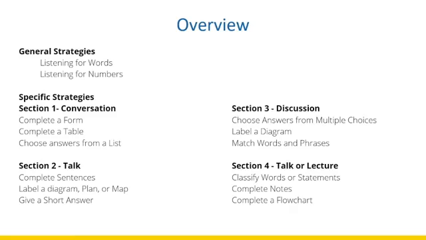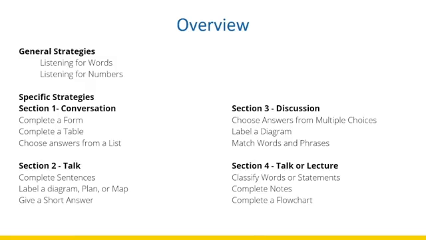And here I'm going to explain what type of task you are going to have in each section and what kind of strategies we are going to learn. For example, during our course, we are going to learn general strategies for listening for words and listening for numbers. And we'll also learn specific strategies for each section. For example, in section 1, which is about conversation, we are going to learn how to complete a form, complete a table, and choose answers from a list.